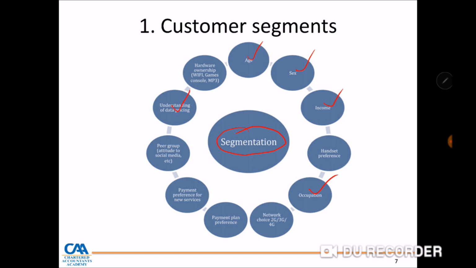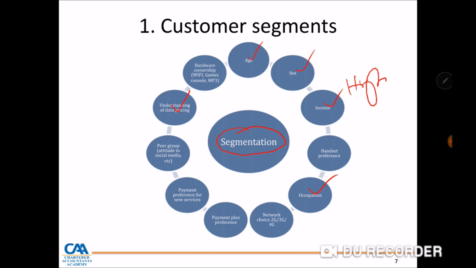If you look at a company like Apple, they've done some sort of segmentation. Most of their phones cost approximately more than $1,000 United States dollars. So which types of customers is iPhone targeting? Those that can afford it, or those in the high income bracket. So they've segmented their customers.